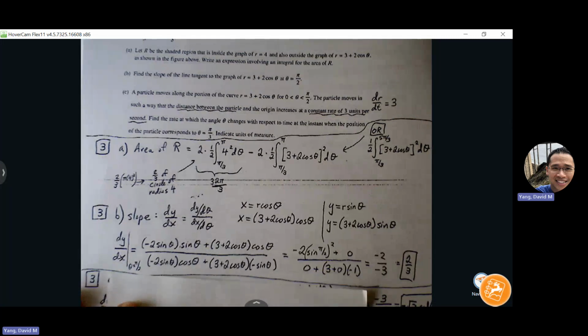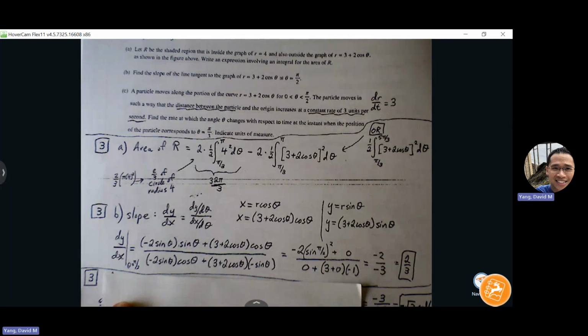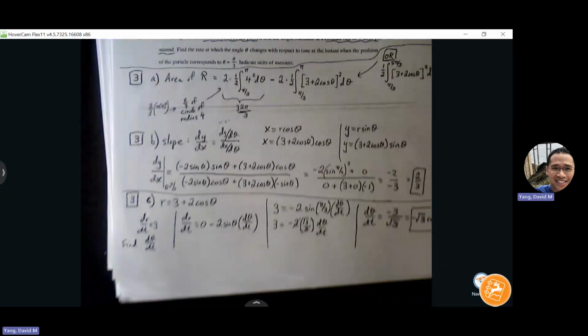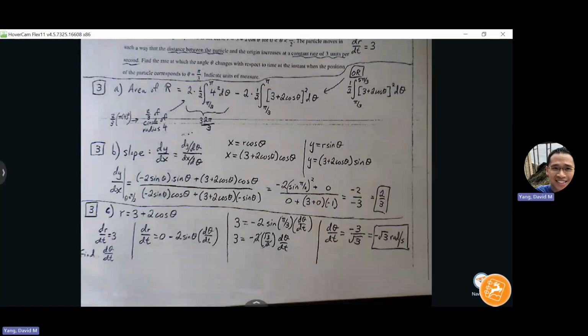Okay, part B, find slope. So think of slope as dy over dx. dy over dx can be expanded into dy over d theta divided by dx over d theta. We can find each of our horizontal and vertical components. Find the derivatives using product rule, and then plug in replacing all the thetas with pi over 2.